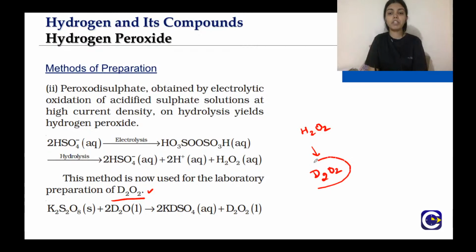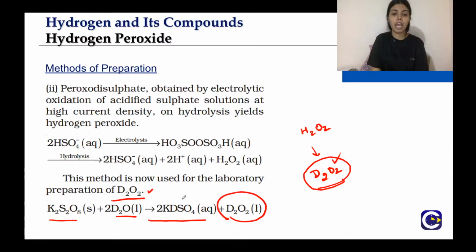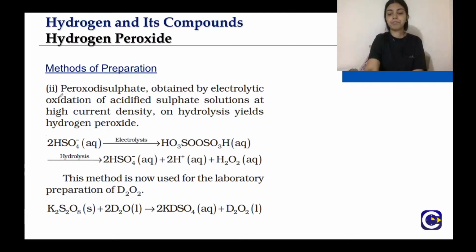So for preparation of D2O2 we use the same method. We treat K2S2O8 with D2O, which will give you D2O2 in liquid form and K2SO4 (with deuterium) in aqueous form. Okay. So these are the methods of preparation.